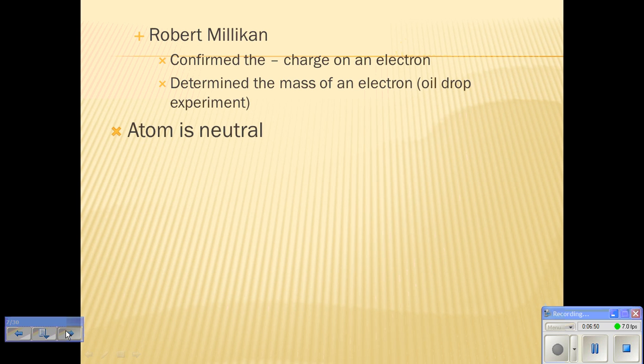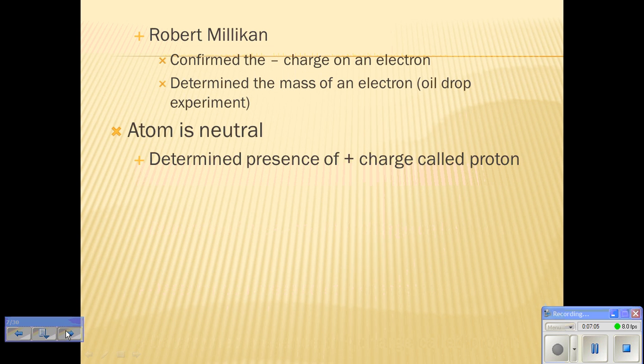So they knew that atoms were neutral, that they weren't charged, just because everything didn't attract to each other and repel each other; there was this neutral substance. And so they began looking and found, using the cathode ray tube again, Goldstein did this and came up with what we now know as the proton.